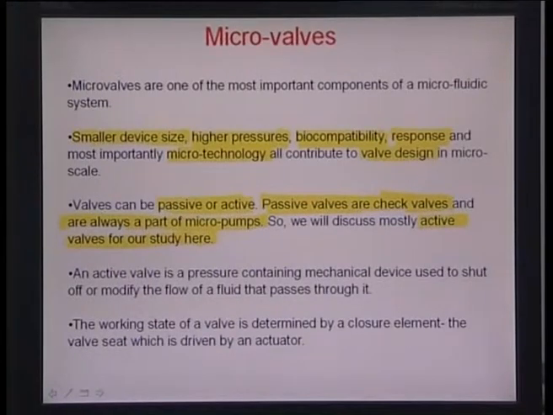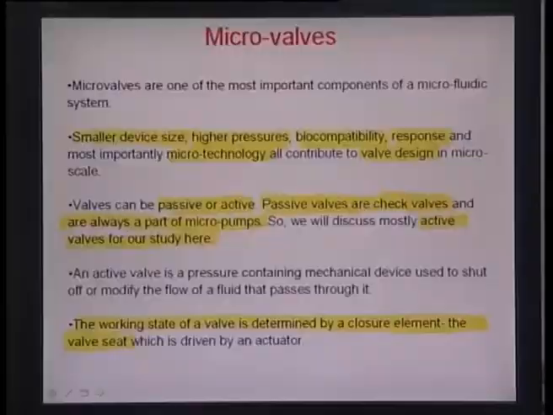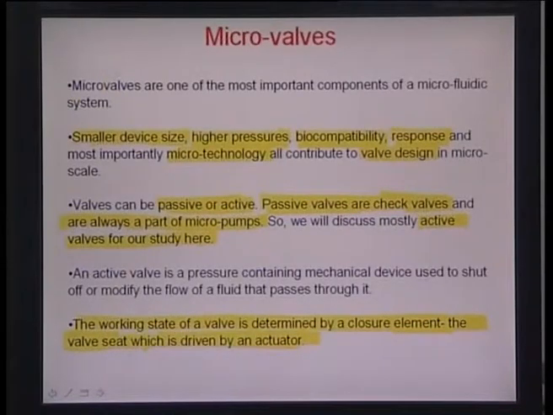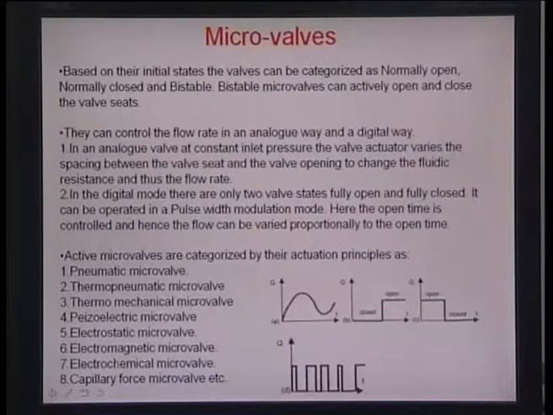So, the working state of a valve really as you can see here is determined by a closure element or the valve seat over which this closure element would typically sit for the valving to be on, and this is driven by an actuator. Okay. So, that is how the valving process can be done in case of micro valves. Okay. So, some of these micro valves again, based on what their initial states are, whether they are normally open valves or normally closed valves, can be classified into these two subtypes. Okay. Or a bistable valve which can actively close and open their valve seats.